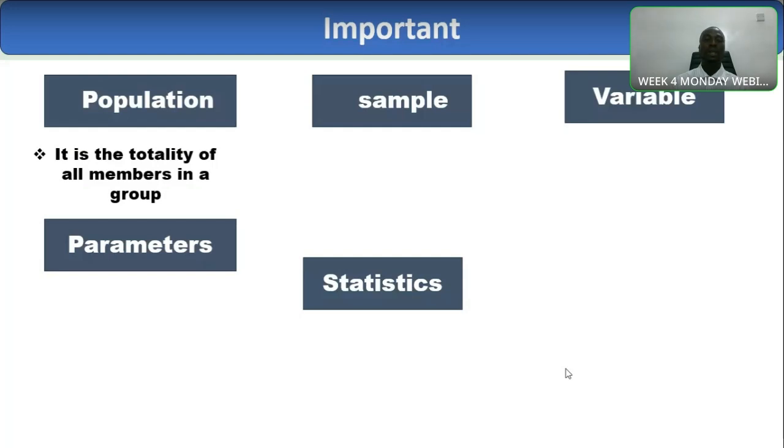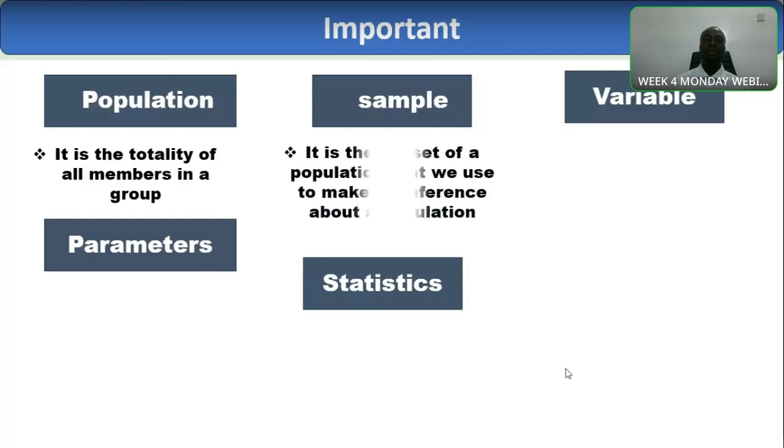If we say all the male students in that school, every one of them, that is a population. If we say all the Toyota vehicles in Nigeria, that is a population. Then we talk about sample. Sample, because most of the time it is very difficult to measure every member of a population.